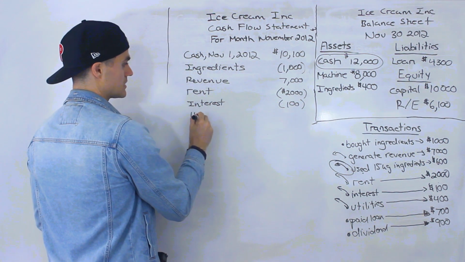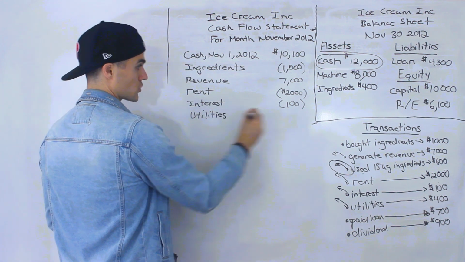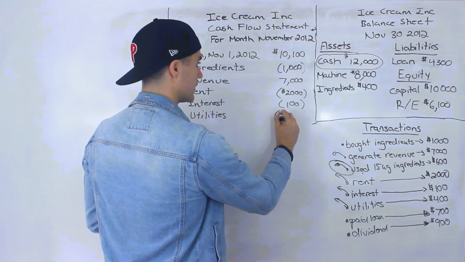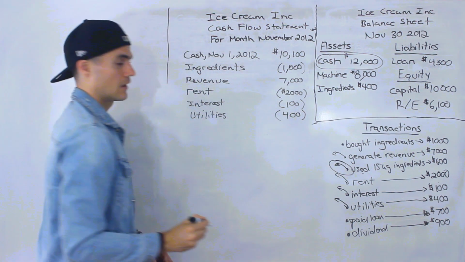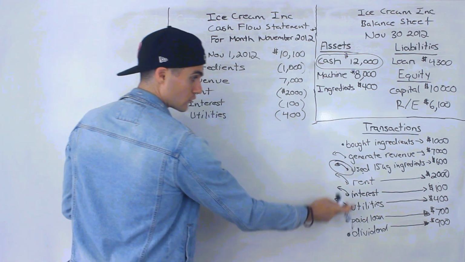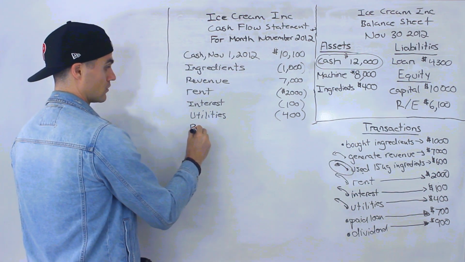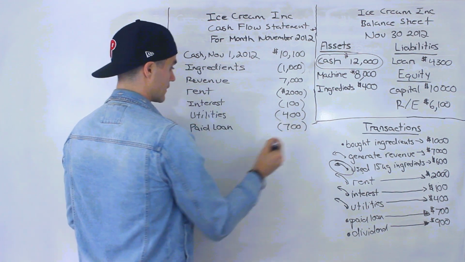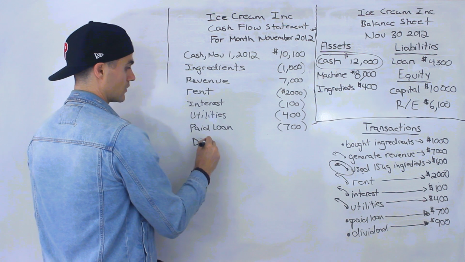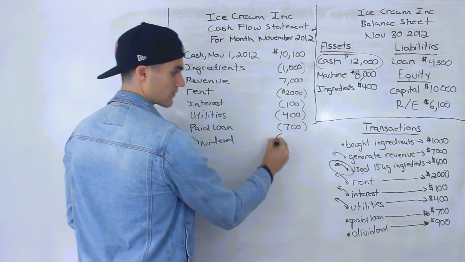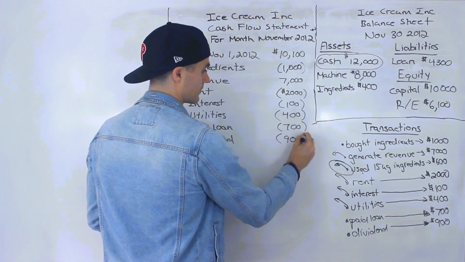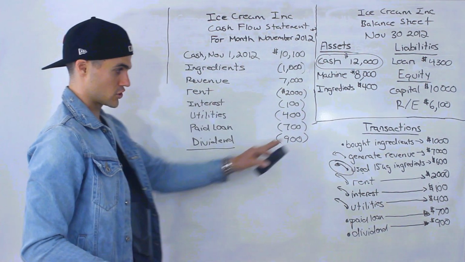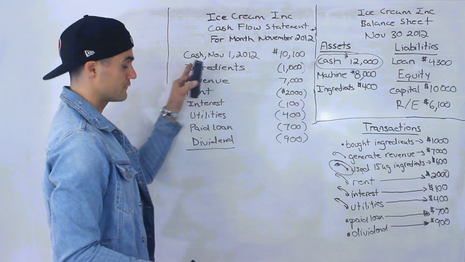And then we had the utilities, also a cash outflow for $400. And then we paid down the loan for $700. That was a cash outflow. So that's a negative number. And then we paid ourselves a dividend, which also reduced cash by $900. And so that was all of the transactions that affected cash.